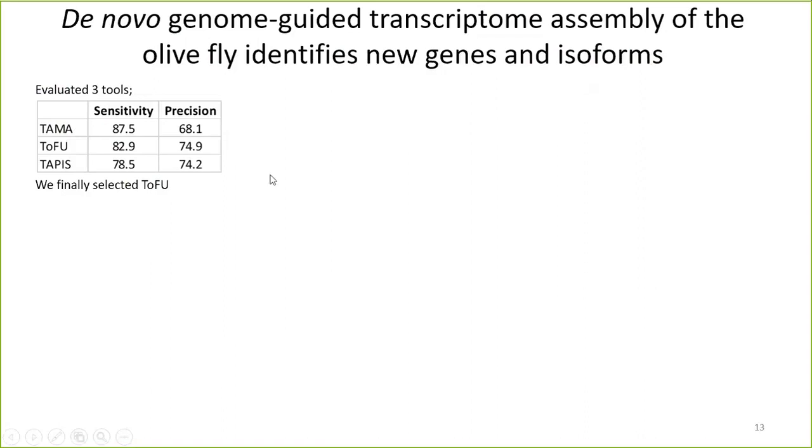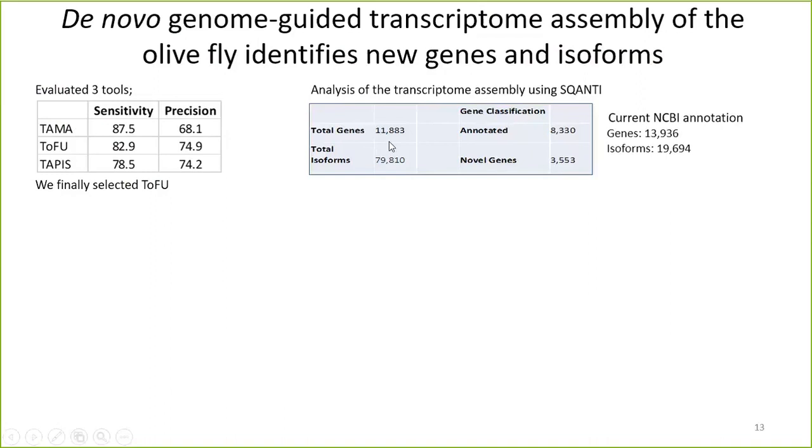And this is what we got. Our transcriptome has 11,883 genes compared to the current NCBI annotations, which have 13,900 genes. And bear in mind that here we are not looking at all the tissues, all the developmental times. So we think this is a very good representation. The number of isoforms that we have in our assembly is about 79,000 compared to the current 19,000 in the NCBI annotation. Basically, you can see that this now increases the complexity of this transcriptome by about fourfold, which we think probably is also a bit underestimated.